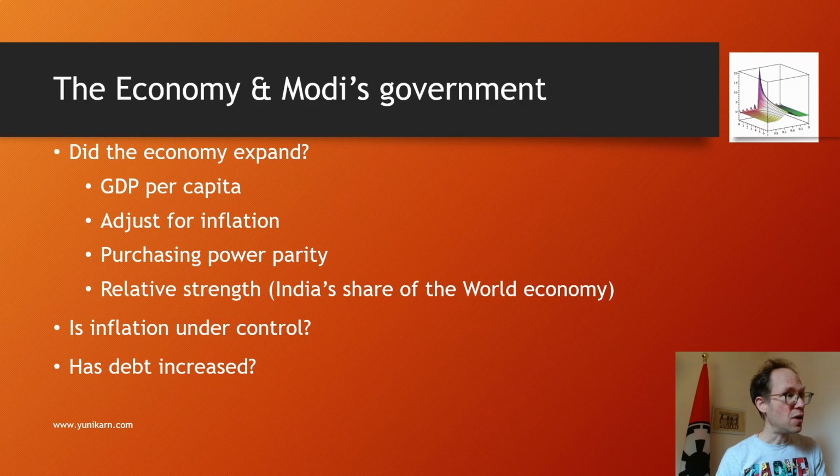So we will focus on the following aspects. Did the economy expand? Here, of course, there are various ways to measure it. We can look at gross domestic product. It's quite sensible to do this per capita, given also the change in population. We should consider adjustments for inflation. We should also consider purchasing power parity, which matters in particular in the Indian context because services are a big part of the economy.